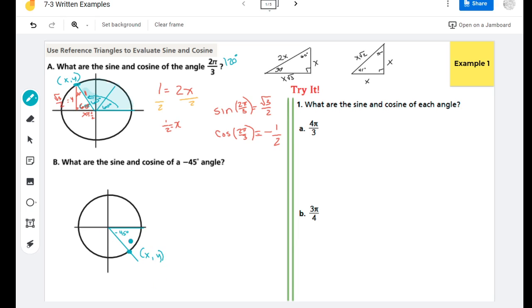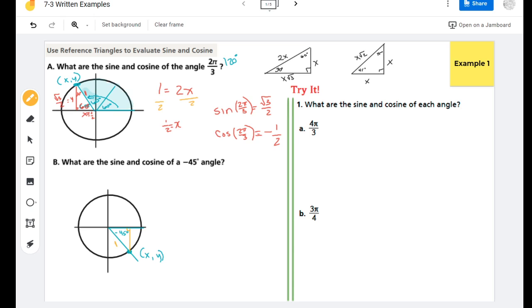Now note, this is in quadrant 4. So my x value is going to be positive, so my cosine will be positive. And my y value will be negative because it went down. Alright? So what I'm going to do is drop a perpendicular line to my x-axis. And here I have a 45, 45, 90 right triangle.